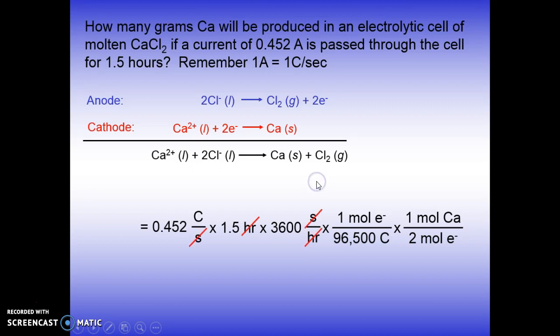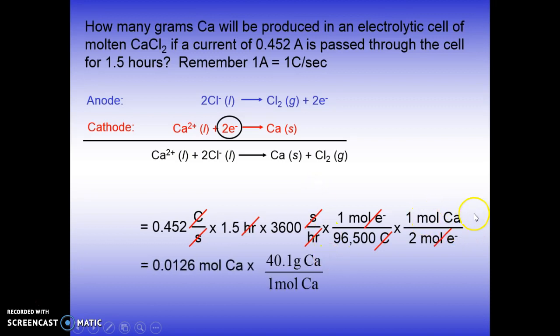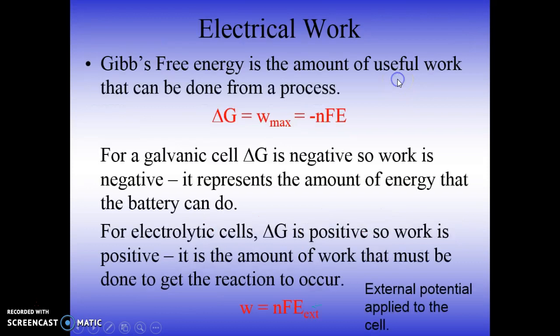All the units cancel out appropriately, except for the calcium, for the quantity of calcium. So we wind up with 0.51 grams of calcium being produced over that hour and a half with that very small amperage, or that very small amount of energy change.